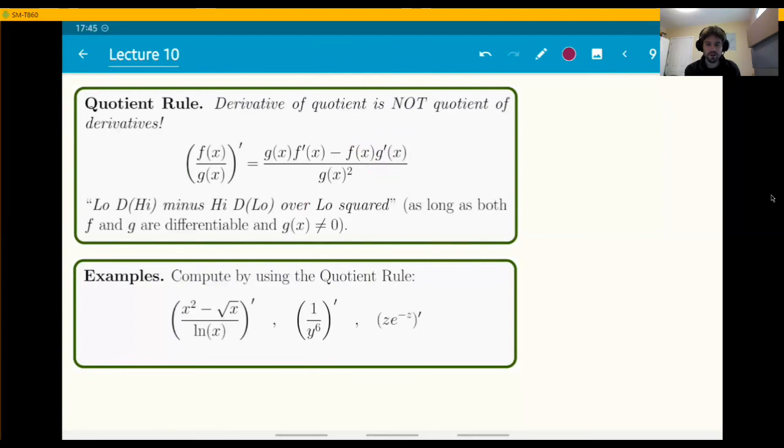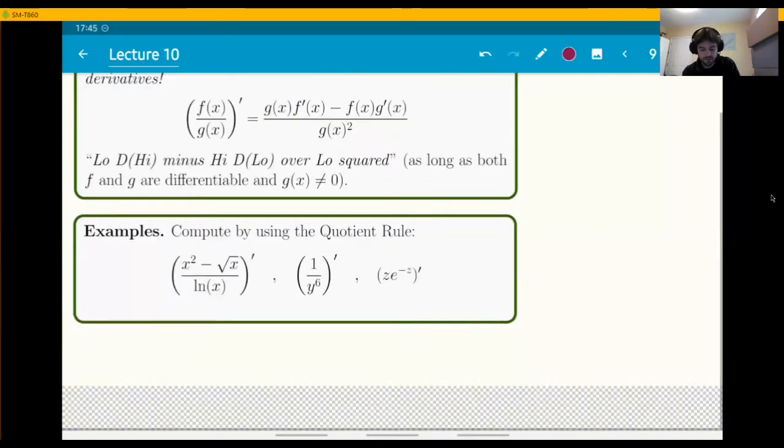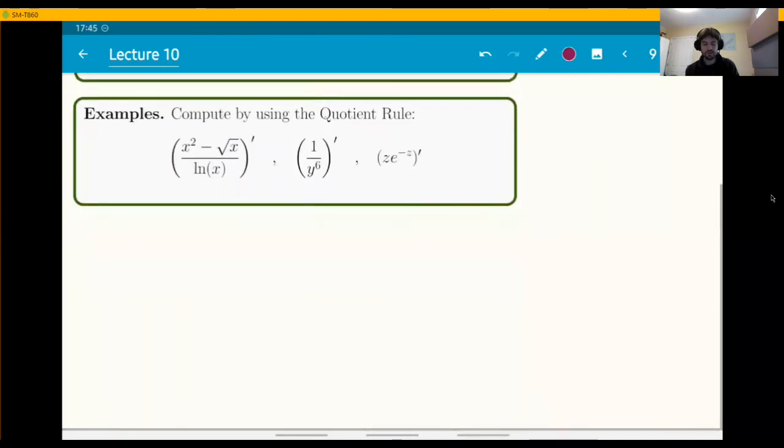And when is this formula valid? It's valid as long as both f and g are differentiable, and g of x is different from 0 because there is a g squared in the denominator. That's the domain for this formula. So this is how you compute derivatives of quotients. Let's put this into practice. Compute by using the quotient rule.